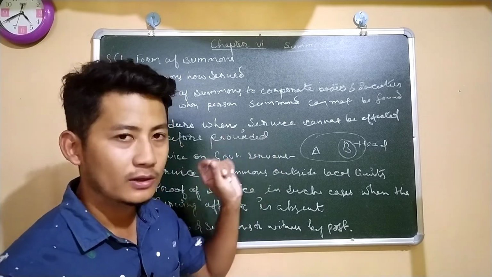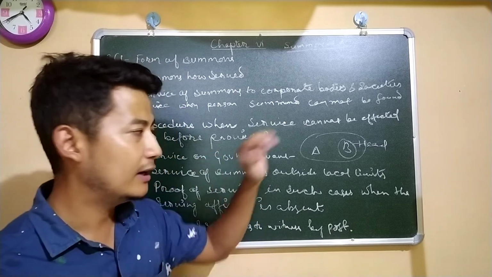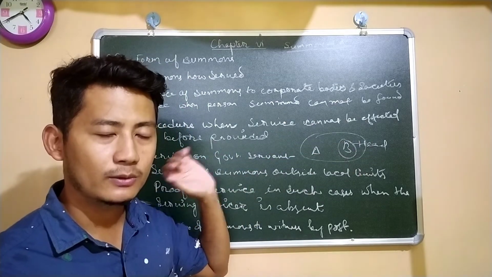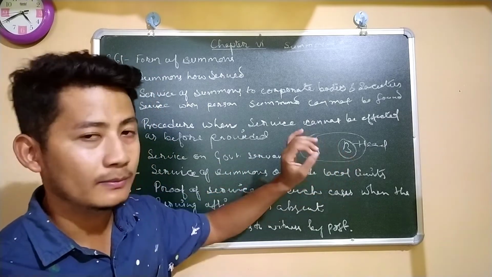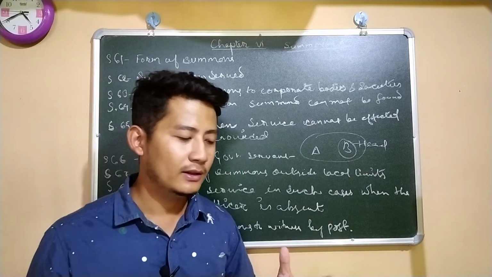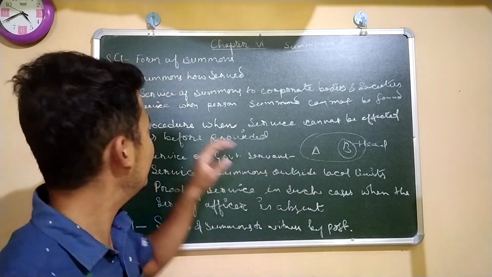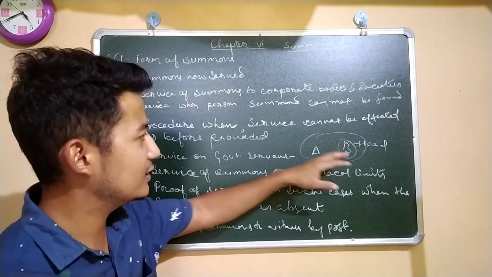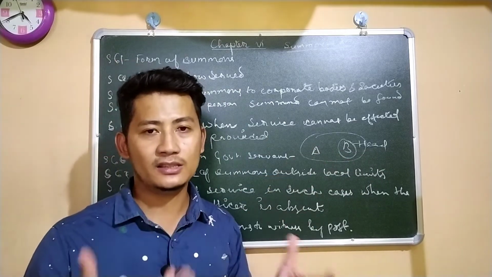The court will issue a summon directing the head of the institution under whom the person required is working or employed. So in that case, person B, the head of the institution, will receive the summon and communicate it to A, as provided under section 62. In that way the summon will be executed.